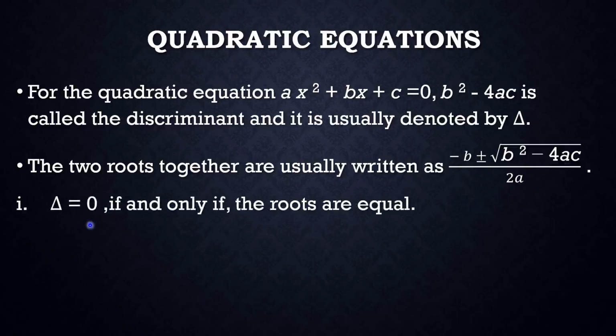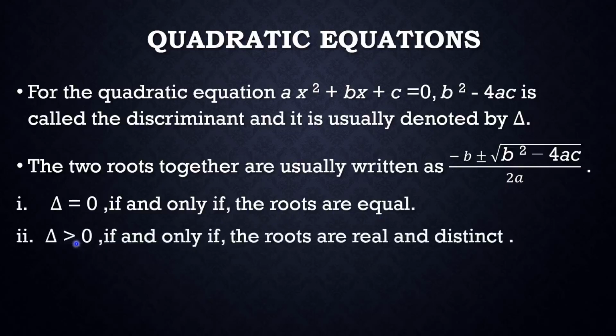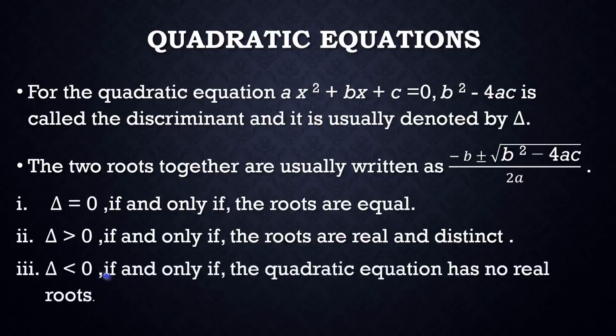If the delta value is equal to 0, if and only if the roots are equal. Second, delta greater than 0 if and only if the roots are real and distinct. Last, if the delta value is less than 0, that is, a negative value, if and only if the quadratic equation has no real roots. These are concepts we already learnt in the 10th standard.